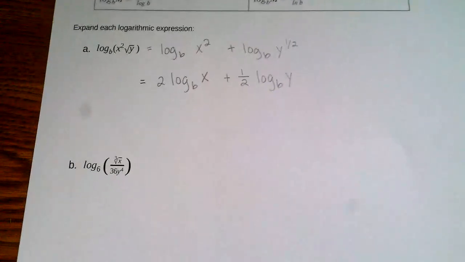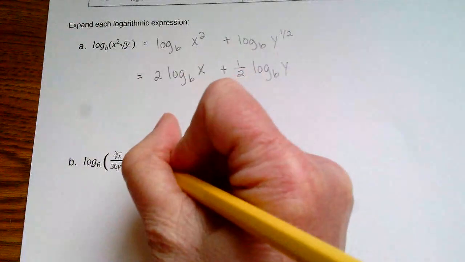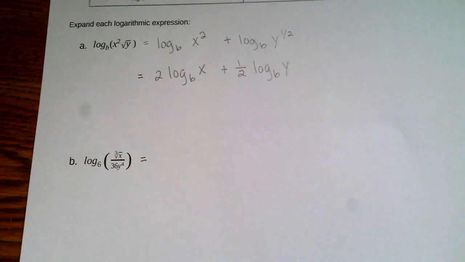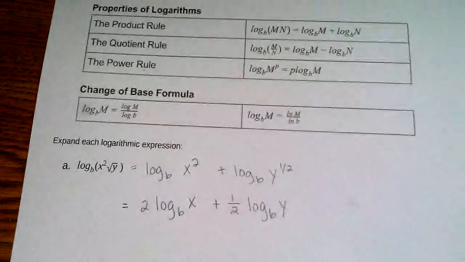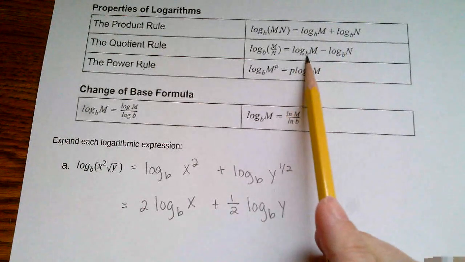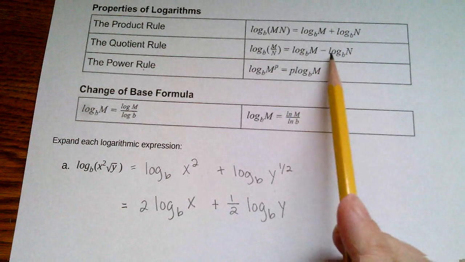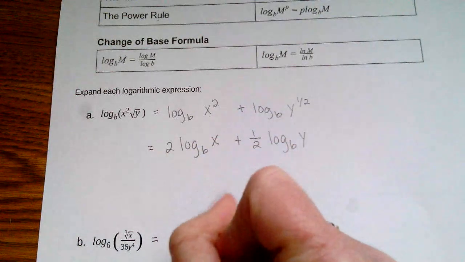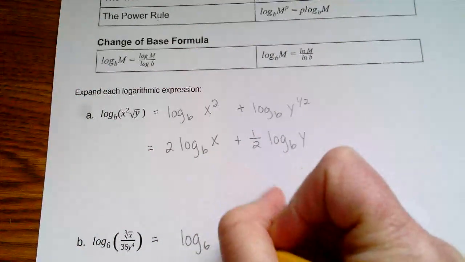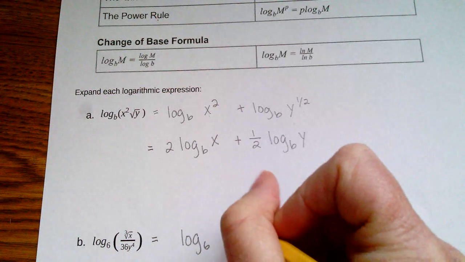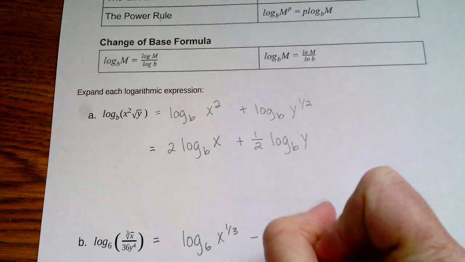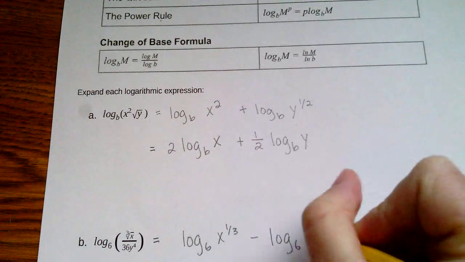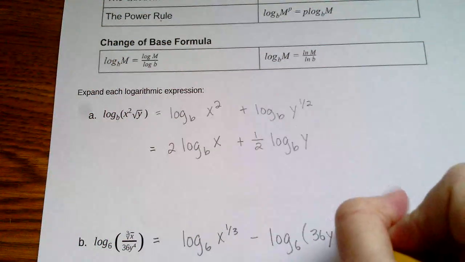For our next one, again, I'm looking at my argument and I see that I have a quotient. So I'm going to use the quotient rule, which tells me I take the log with the same base of the numerator and I subtract the log with the same base of the denominator. So this becomes log base 6 of the numerator. I am going to rewrite the cube root of x as x to the 1/3. And I'm going to subtract the log of the denominator, which is 36y to the 4th.